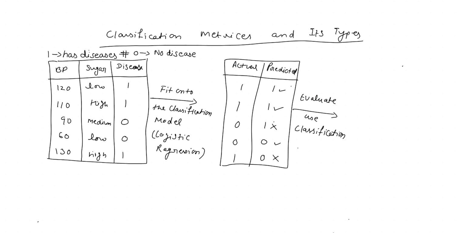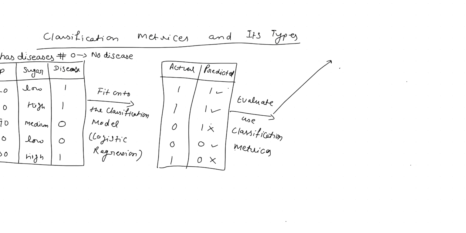Classification metrics. Keep this in mind: these are only used for classification. You cannot use them for regression. So there are different types of classification metrics. The first one is accuracy. The second one is the confusion matrix. You can also pronounce it matrix too.